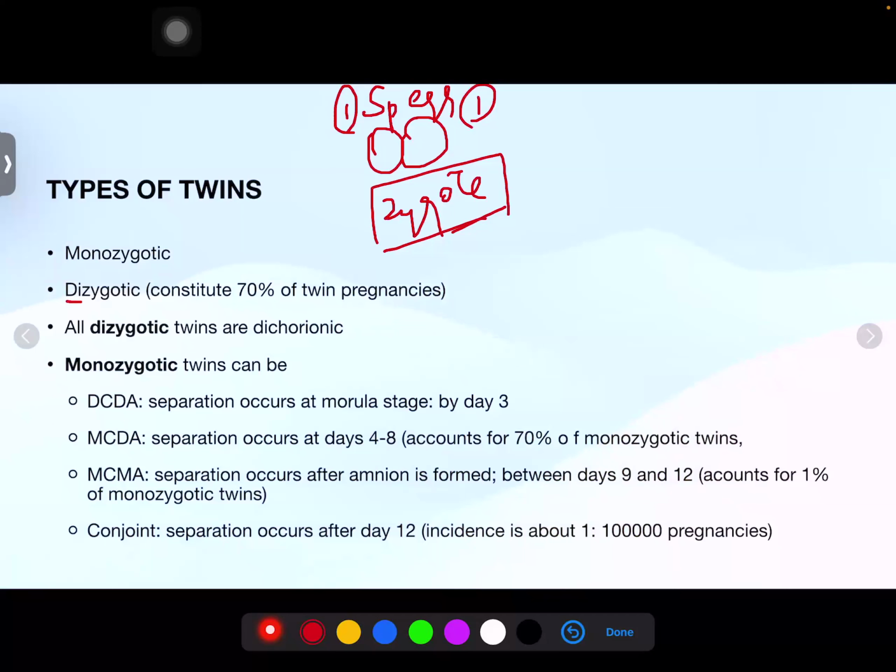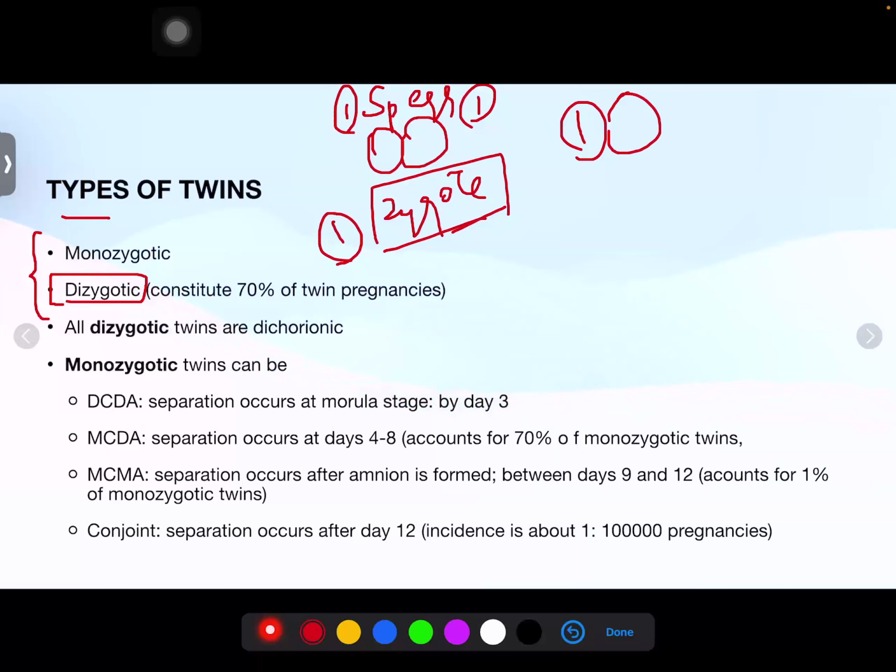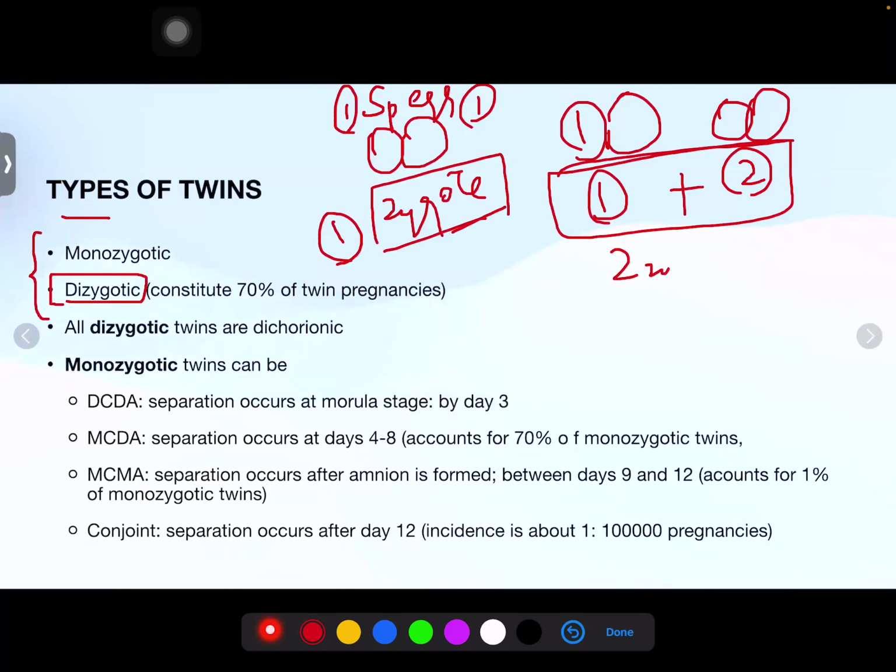Now one word you have discussed, dizygotic. So monozygotic or dizygotic, there are 2 types of twins. Monozygotic, as the name indicates, means one zygote, but dizygotic means 2 zygotes. So basically, one sperm and one egg make one zygote, and another sperm and another egg make another zygote. So in the fertilization process, the 2 zygotes are already formed, and they both go on to develop into the fetus.